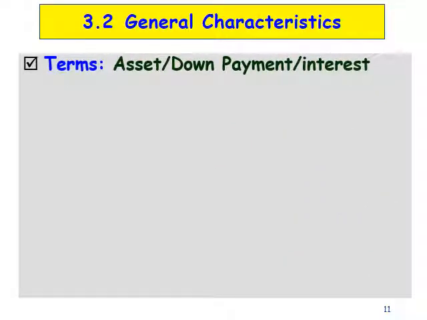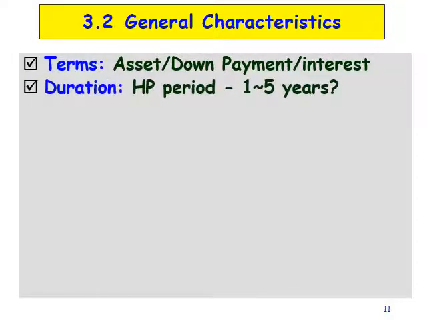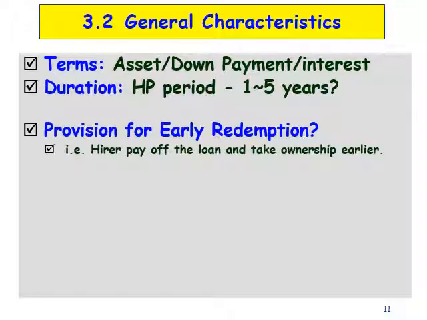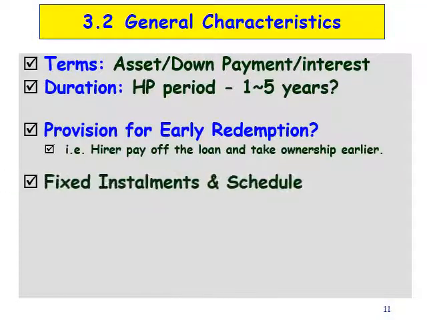General characteristics. Terms: asset, down payment, interest. Duration: hire purchase is probably in the range of 1 to 5 years. Provision for early redemption: the hirer can pay off the loan and take ownership earlier. Fixed installments and schedule.